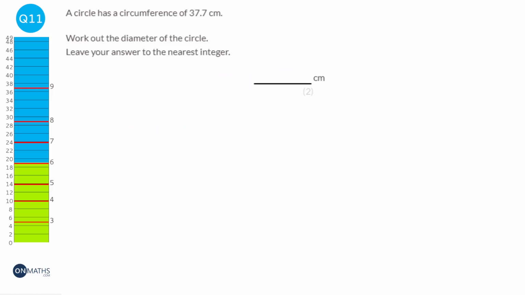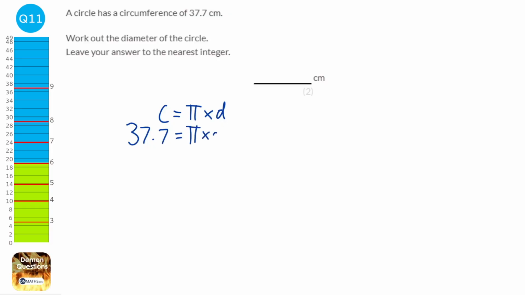The formula for the circumference of a circle is circumference equals pi times the diameter. In this question we're given the fact that the circumference is 37.7 and we're asked to find the diameter. So if we put our lines in, all we need to do is divide both sides by pi.